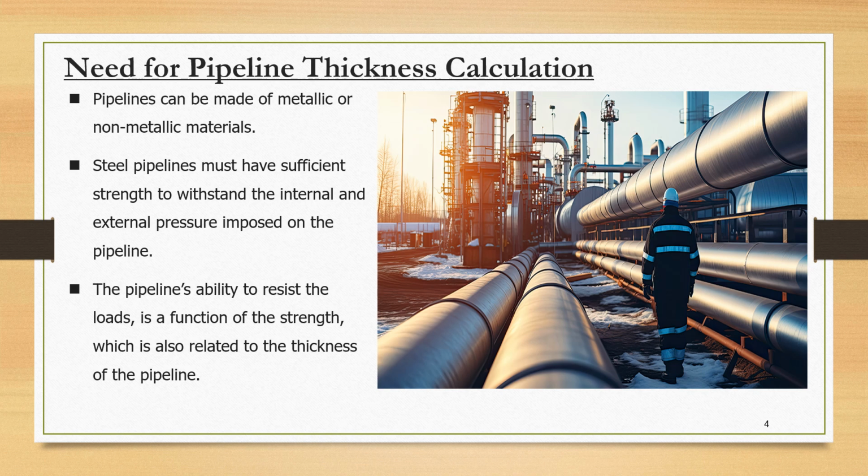Other external and internal loads shall also be considered in the design of the liquid hydrocarbon pipeline. The pipeline's ability to resist the load is considered as a function of the strength, which is also related to the thickness of the pipeline. So in one of the terms, we sometimes say that thickness decides the strength of the pipeline. So more thickness means it will have more pressure as well as load withstanding capabilities.